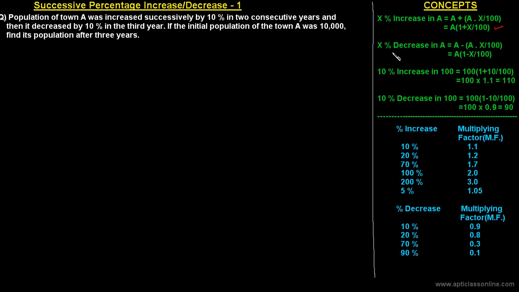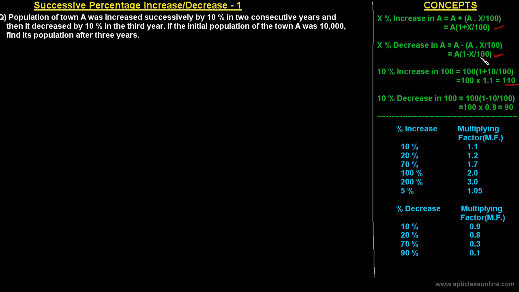Similarly, if there is X% decrease in A, that means the initial value A minus, since there is X% decrease, A into X by 100, so it becomes A into, in bracket, 1 minus X by 100. So these are the basic formulas. We can apply this formula for these two values. For example, if there is 10% increase in 100, the value will become 110.